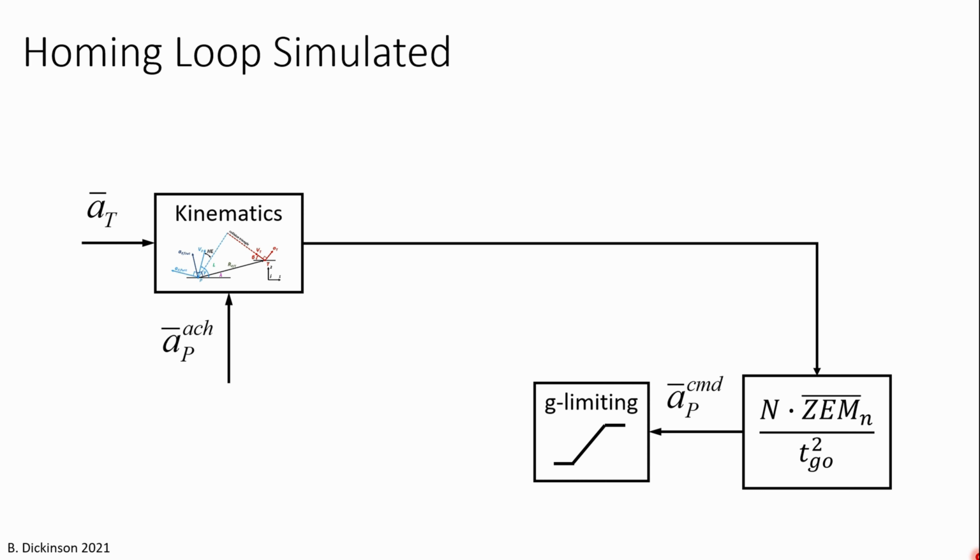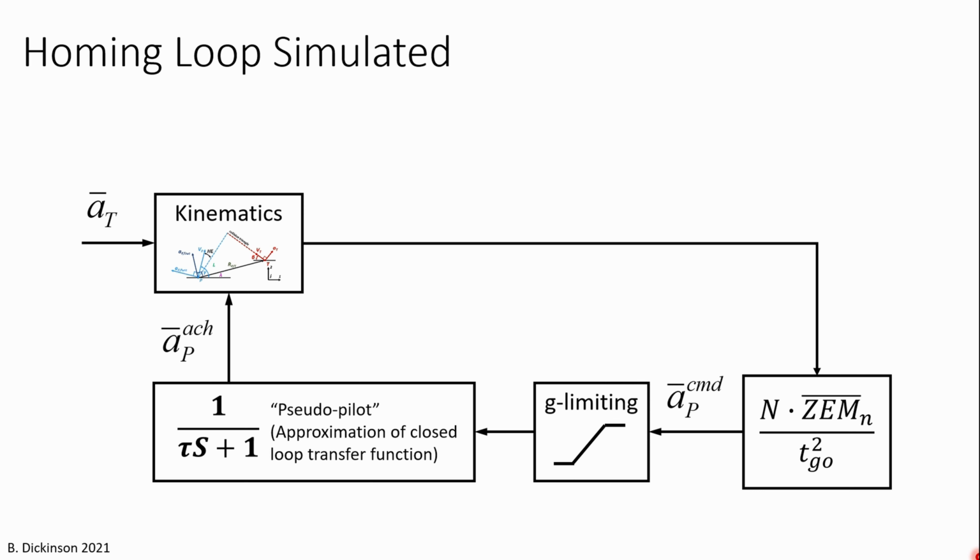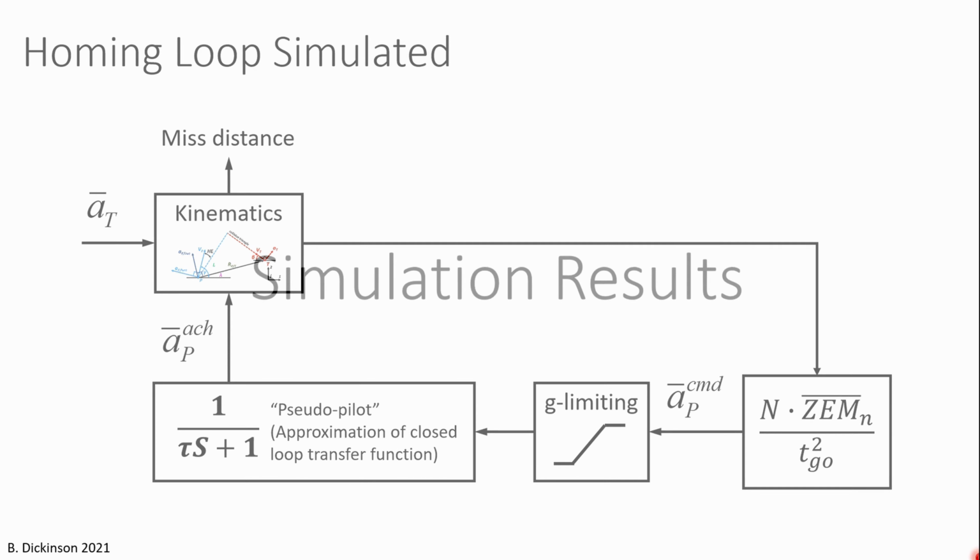And then that acceleration command is G limited. That acceleration command that's G limited then goes into the pseudo-pilot, which is essentially a low-pass filter, and the achieved pursuer acceleration is then fed back into the kinematics. This process continues until TF, or the time to intercept, and the miss distance is recorded.